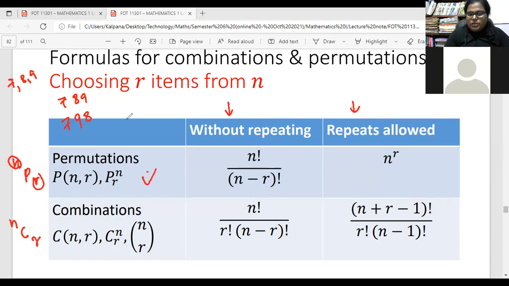Right, in the question it is given that one of these three numbers cannot be used more than once at a time. That means you can't form a word like 778.